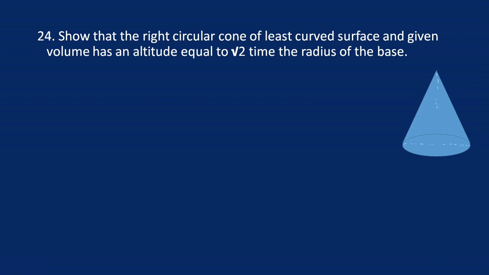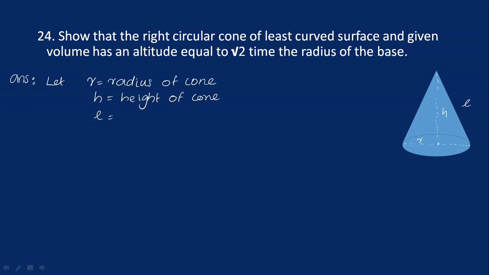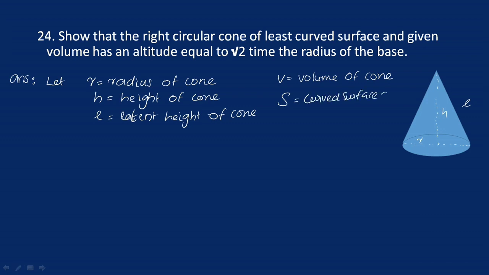So I have given a cone here. It's having a height h with radius at its base, that is r, and a slant height l. So let r be the radius of the cone, h be the height of the cone, l be the slant height of the cone. Now V will be the volume of the cone and S will be the curved surface area of the cone.